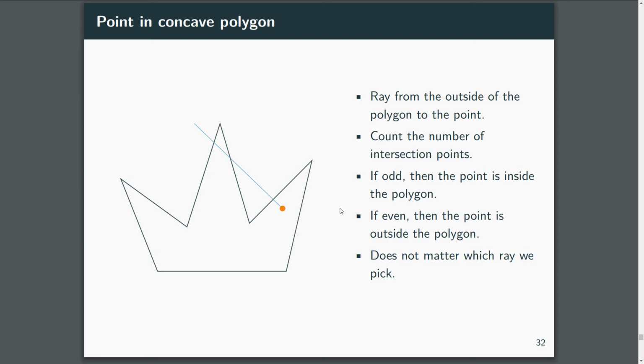And like I said earlier, it does not matter which ray we pick. So here again we have an odd number. We have 3. Here we have 4. We are outside.